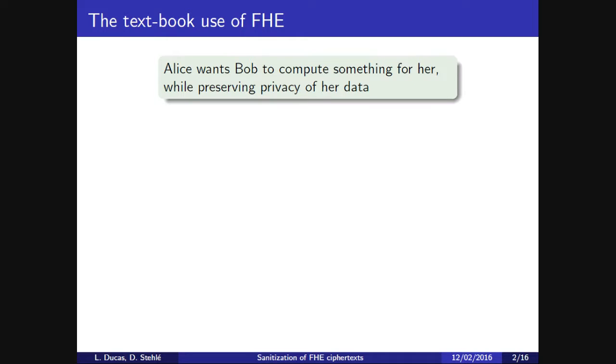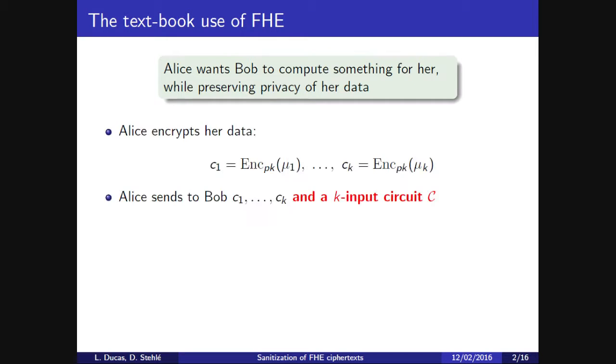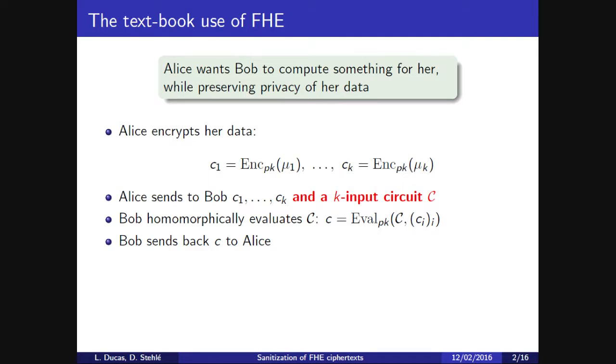So let's review quickly what FHE does. Alice wants Bob to compute something for her, but she wants to keep her privacy. So she wants her data to remain private, even though Bob's computing for her. She will send a bunch of ciphertexts, so encryptions of several messages, and Bob should apply a circuit C to those ciphertexts. Let's say those ciphertexts are binary. He needs to compute a binary circuit on the plaintext, but only has the ciphertext. And homomorphic encryption allows this.